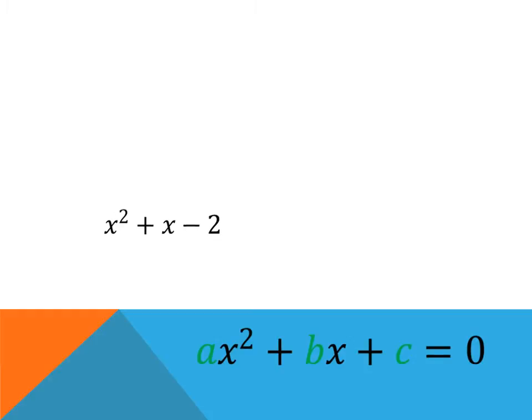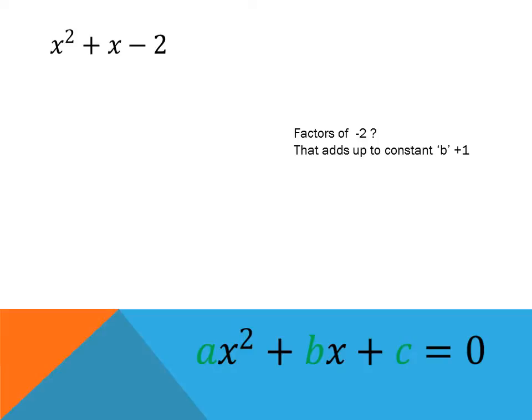Now in this example, we have x squared plus x minus 2. So the first step is to find factors of constant c, which is negative 2, that add up to 1. If you multiply negative 2 times 1, that equals negative 2, but when you add those two together, it'll be negative 1, so that doesn't work.